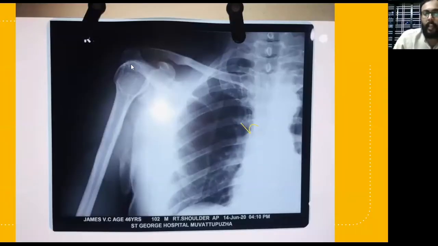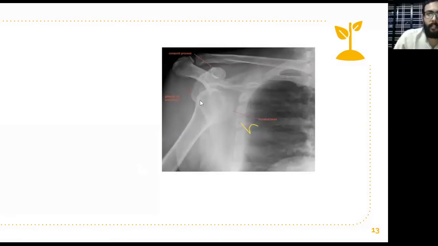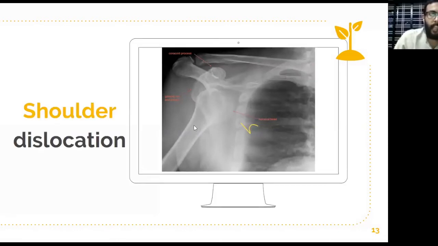This is the X-ray after the reduction. This is normal X-ray. This is inspection after reduction. Here you can see the head of the humerus is in normal position and there is normal contour of the shoulder joint due to the deltoid muscle. This is bandage done after the reduction. This is shoulder spica bandage or Swastika Bandha with sling or Ulsandi Bandha. This is anterior shoulder joint dislocation.